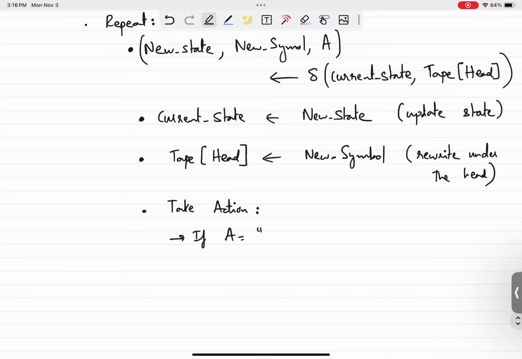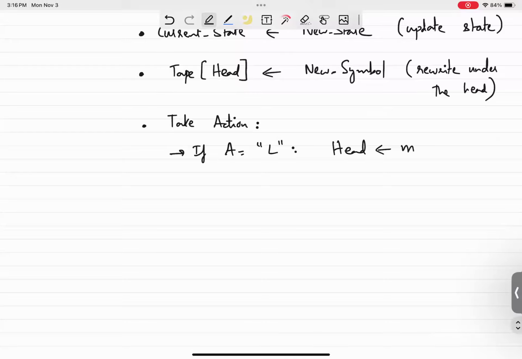If A equals left, then you set head to be max of 0, comma head minus 1. Basically move to the left if you can. If you're at the leftmost point, don't move. You're going to just stay where you are.